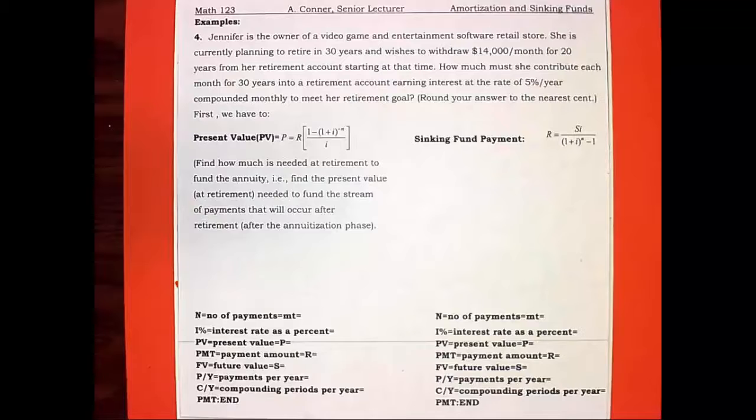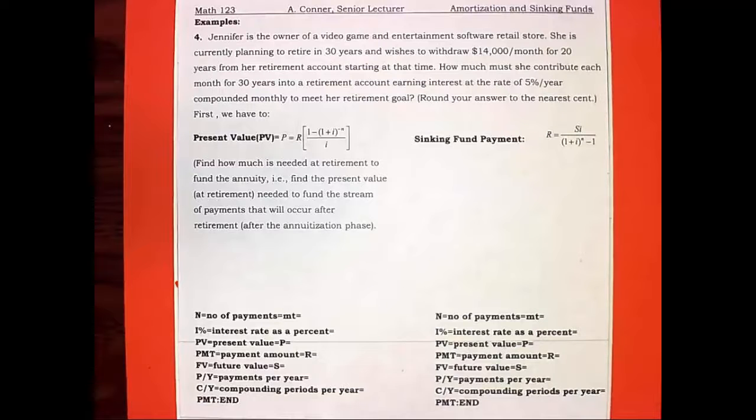Here we have Jennifer, who's an owner of a video game and entertainment software retail store. She's currently planning to retire in 30 years and wishes to withdraw $14,000 a month for 20 years from her retirement account. How much must she contribute each month for 30 years in an account that's earning interest at the rate of 5% per year, compounded monthly, to meet her retirement goal?